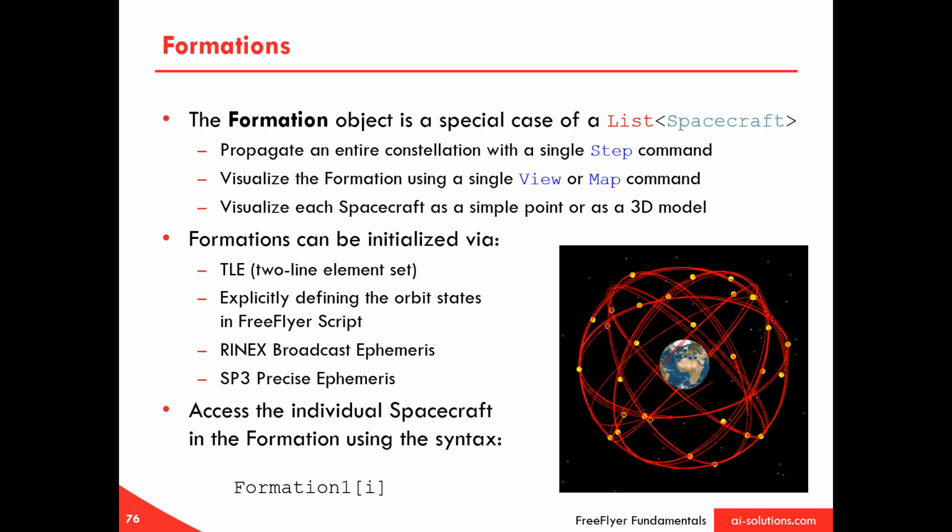And you have a built-in option of whether to visualize each spacecraft in the formation as a simple point or as a 3D model. You can initialize a formation either with a 2-line element file. You can manually define the orbit states of each spacecraft in the formation through FreeFlyer script, or you can load in a Rinex broadcast ephemeris or an SP3 precise ephemeris. Similar to what we were just discussing when working with lists of objects, you use square brackets to access the individual spacecraft inside of a formation.